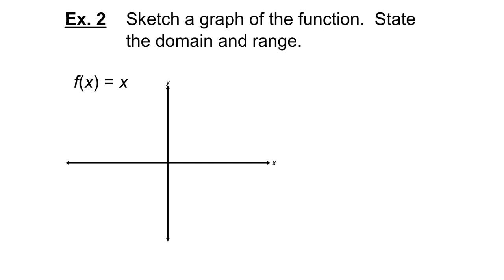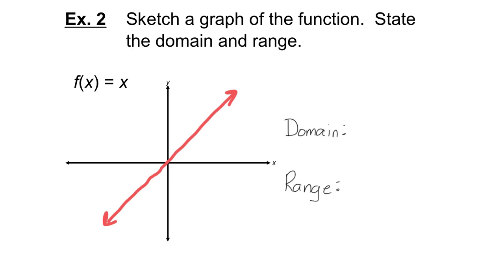Okay, so let's do another example. Sketch a graph of the function. Then state the domain and range. f(x) equals x. Now, if you followed along with the last lesson, you'll have this on your help sheet, your summary notes. f(x) equals x. That's a linear function, and it's going to look like that. Now, we want to find the domain and the range.